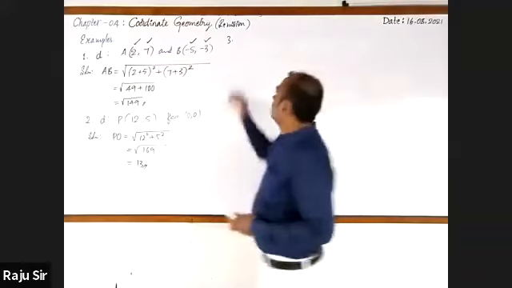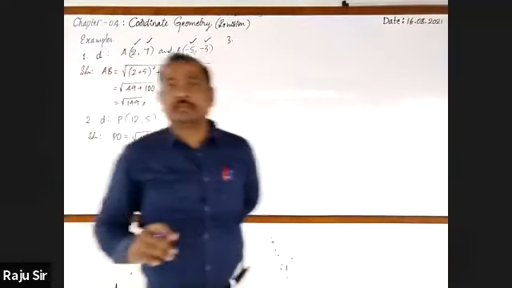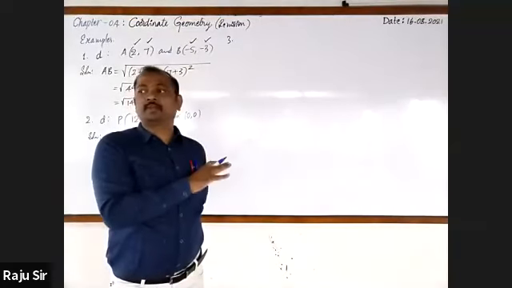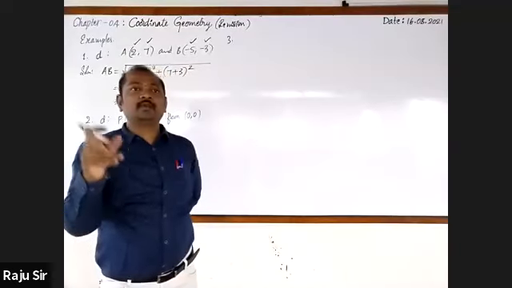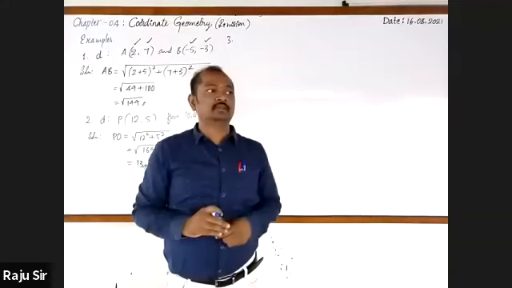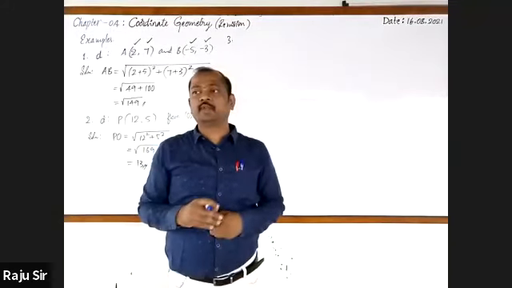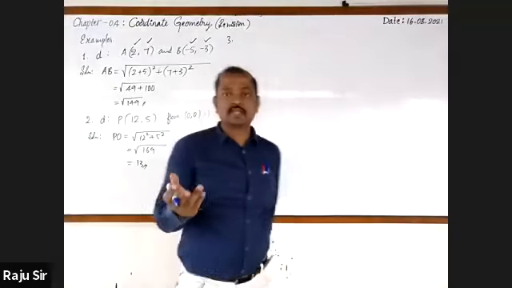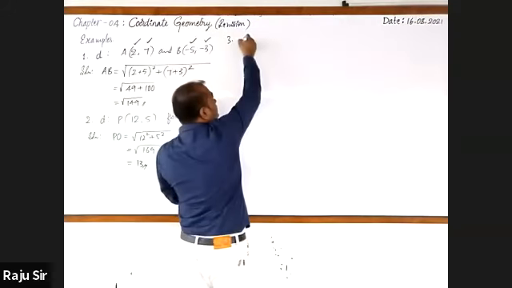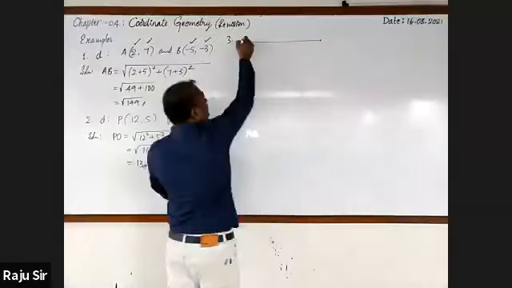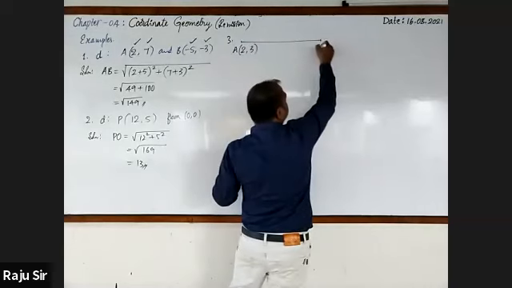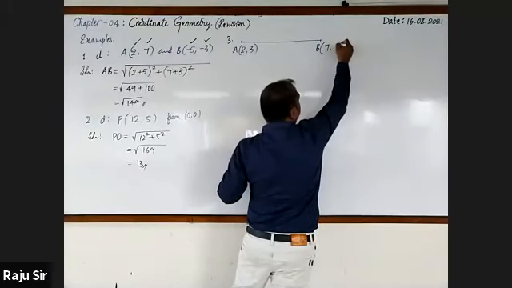Next, let me take the third one. In this third one, you are going to find out the coordinates of a point which divides the line in the given ratio. How do you go about finding it? By using the section formula. Very simple. Instead of writing the sectors, I'll give you the figure. Here, two points. One is A, it is (2, 3), and another one is B, it is (7, 5).